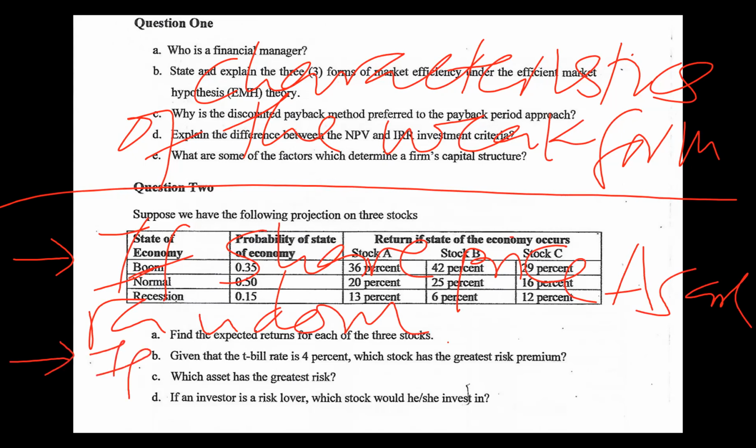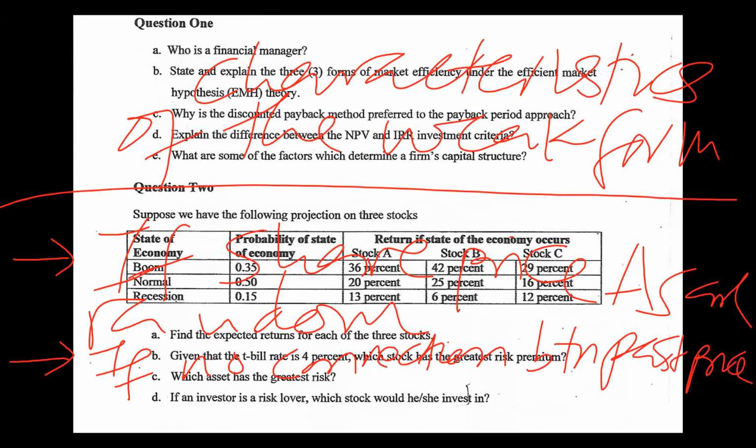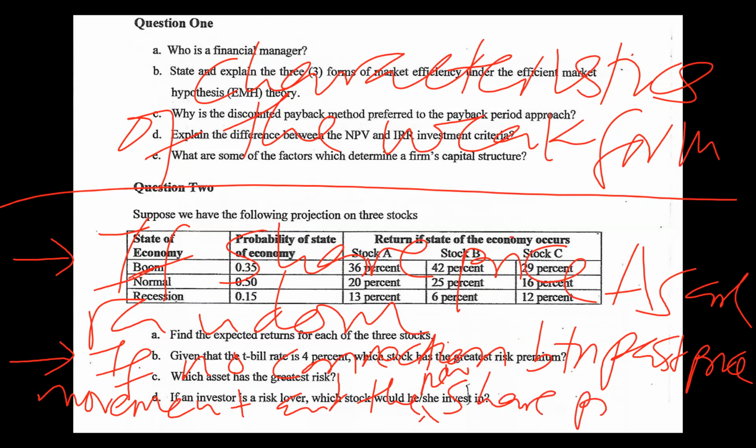So if there is no connection between the past price movement and the new share price changes, we say that the market is exhibiting weak form efficiency. Is that clear?